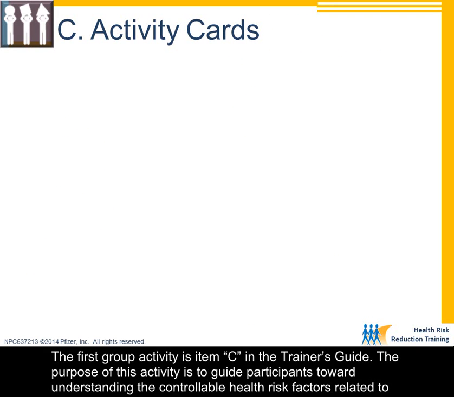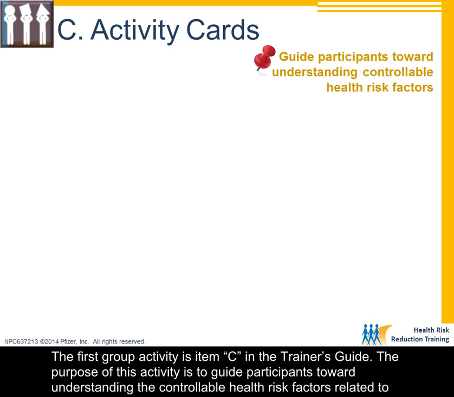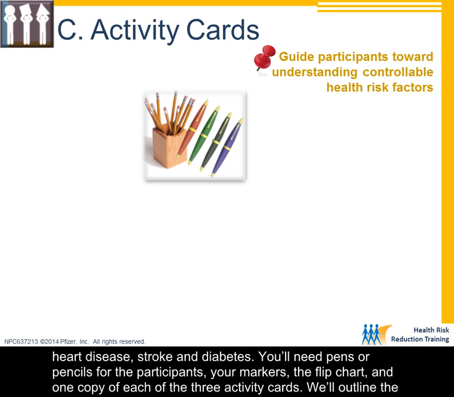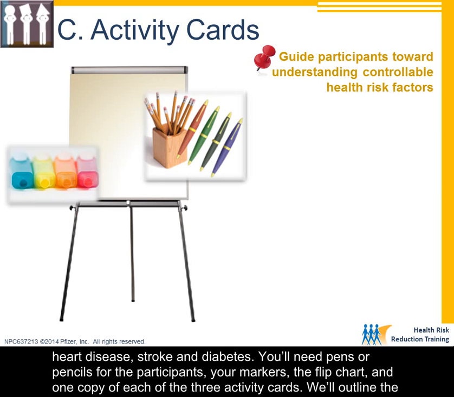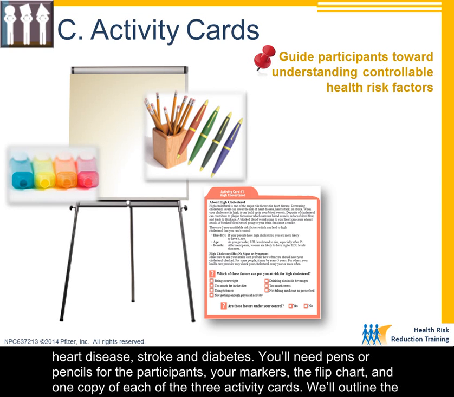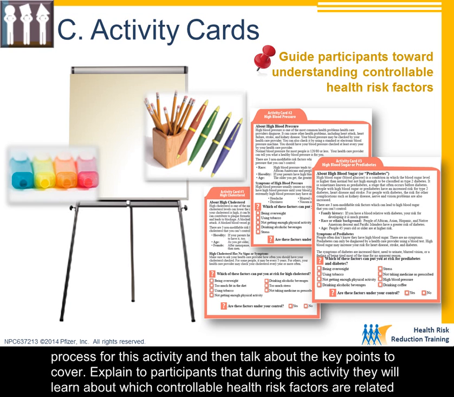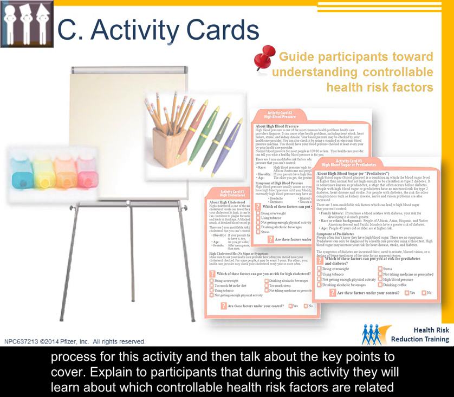The first group activity is item C in the Trainer's Guide. The purpose of this activity is to guide participants towards understanding the controllable health risk factors related to heart disease, stroke, and diabetes. You'll need pens or pencils for the participants, your markers, the flip chart, and 1 copy of each of the 3 activity cards. We'll outline the process for this activity and then talk about the key points to cover.